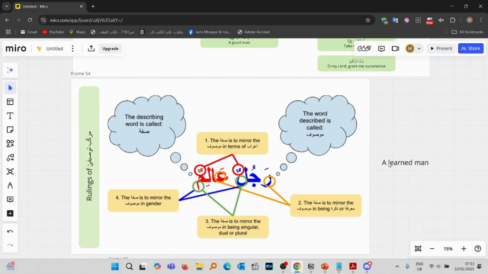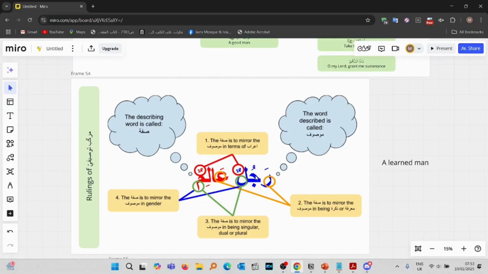A learned man. Notice in English you have the sifa coming first and then the mawsuf. In the Arabic language you switch it around. You have the mawsuf, that which is described, and then you have the sifa, which is the description. Because of this, when you translate a mawsuf sifa, meaning a murakkab tawsifi, an adjectival phrase, you will translate it backwards. You translate the sifa first into English, so you translate the adjective and then the mawsuf, which is the thing that is being described. So you say a learned man.